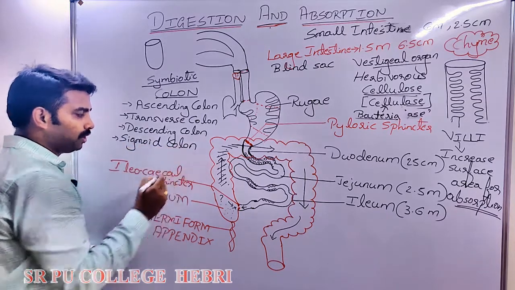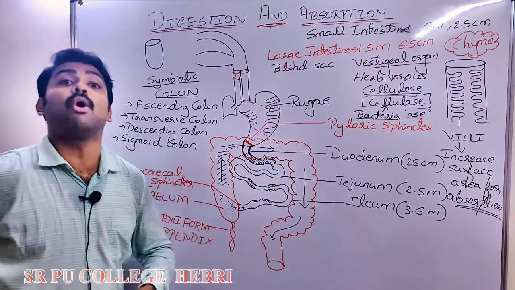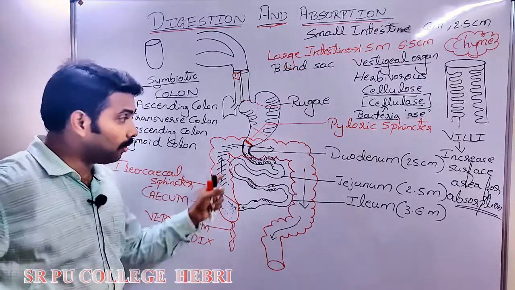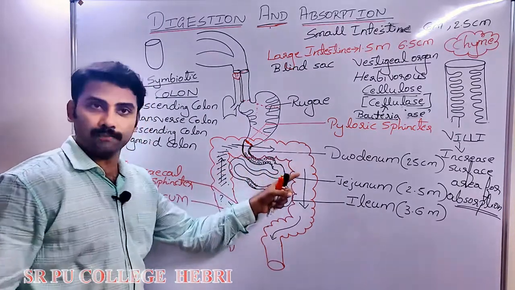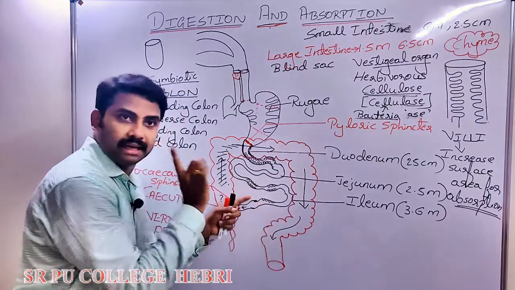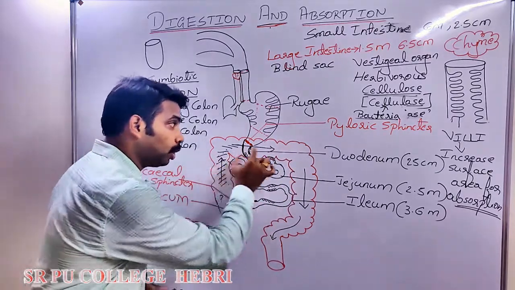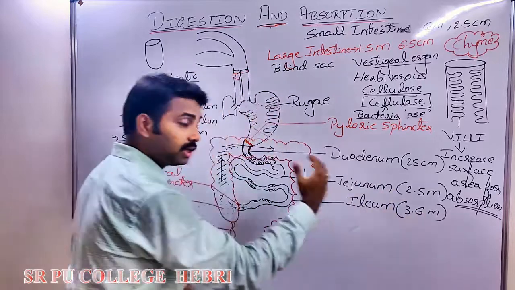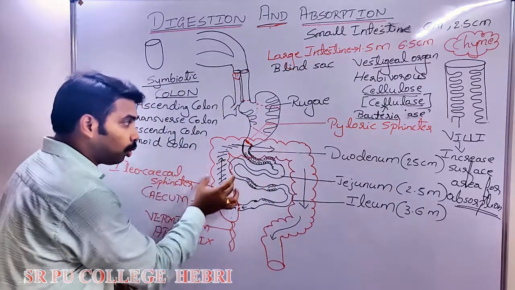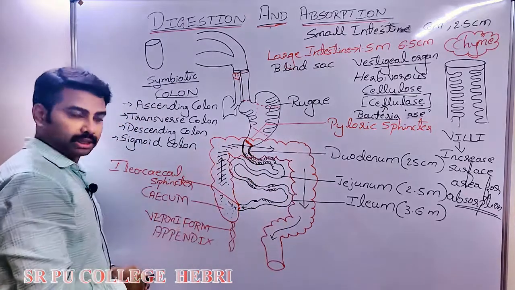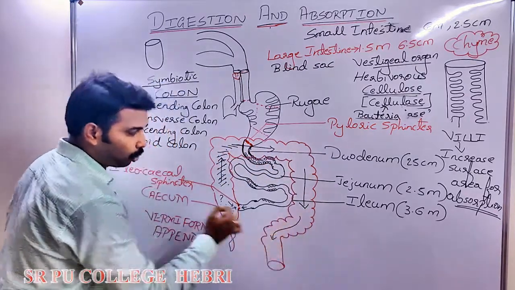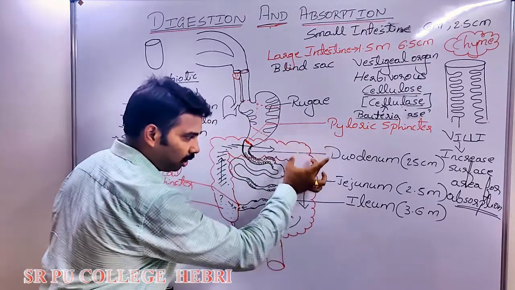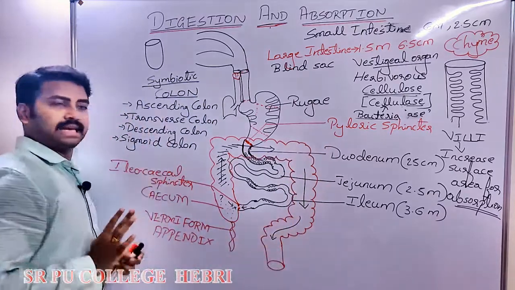I repeat, which is the longest region of the small intestine? Your answer is ileum. Which is the longest region of the large intestine? It is the colon. Is the colon longer than the ileum? No, because the length of the large intestine itself is just 1.5, whereas the ileum measures 3.6. So try to understand, the colon is the longest region of the large intestine, which can be divided into 4 regions: ascending colon, transverse colon, descending colon, and sigmoid colon.